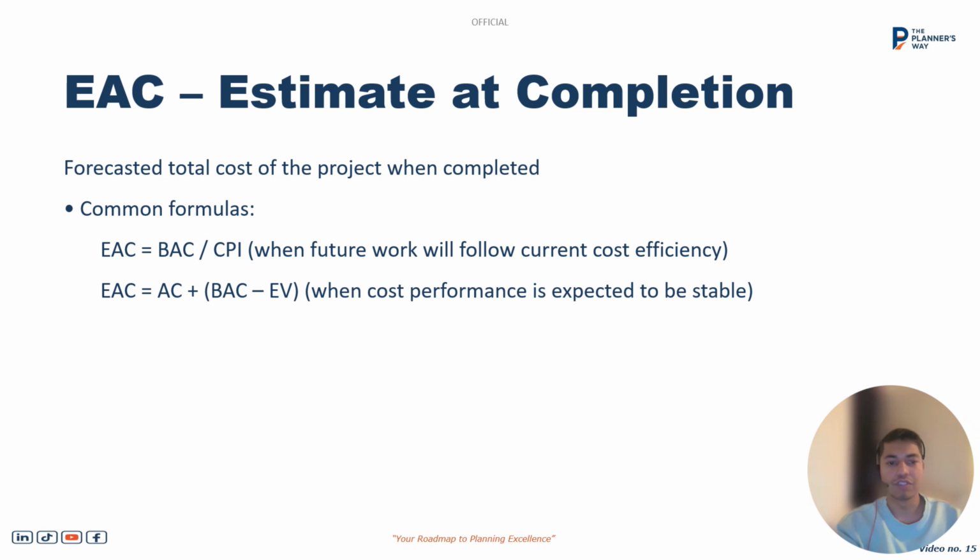The formula for estimate at completion is budget at completion divided by the CPI, which reflects that future work will follow current cost efficiency. We can use the second formula when the CPI is expected to be stable, and where the CPI is variable, we can use the first formula. Both will lead us to the estimated completion.